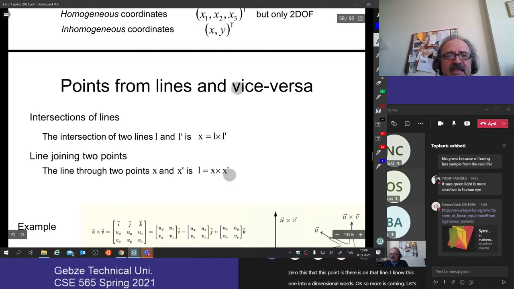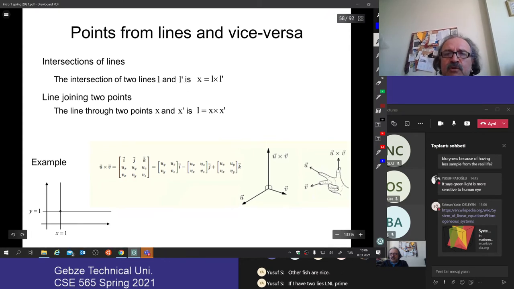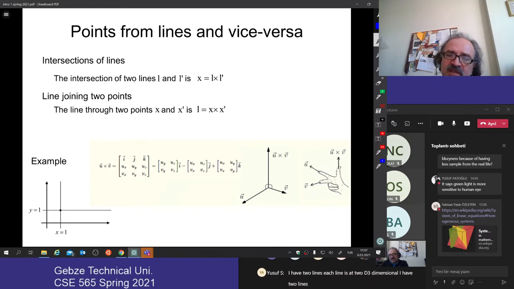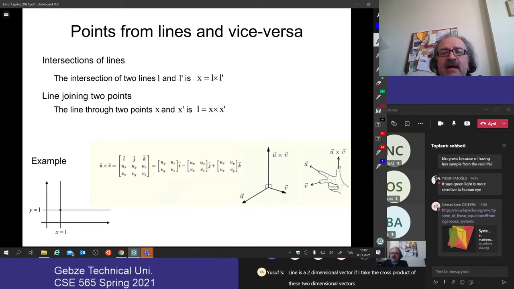This is the other nice feature. If I have two lines, l and l prime, the cross product of these two lines is the intersection of these two lines. Each line is a three-dimensional vector. If I take the cross product of these two vectors, I get the intersection point of the two lines.